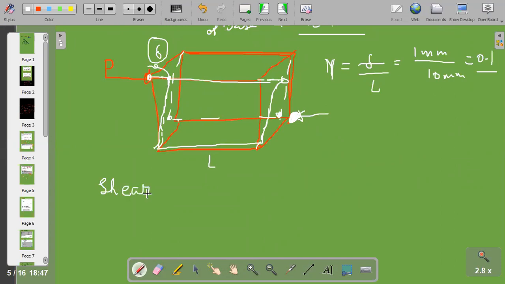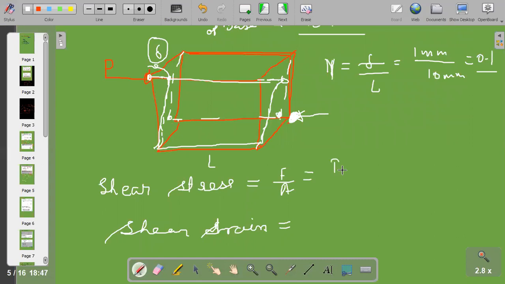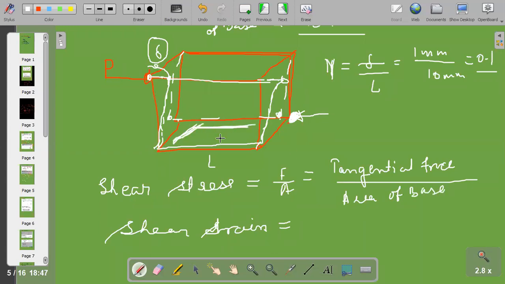About shear stress and shear strain: what is shear stress? Force per unit area. What is this force? This is the tangential force. Okay, remember this force is the tangential force, and area of the base. Remember, area of base means this into this.